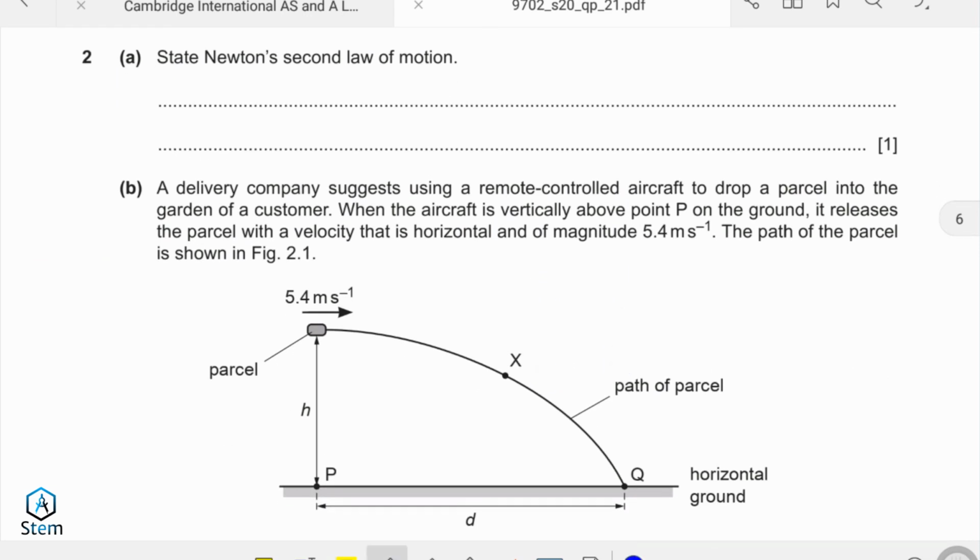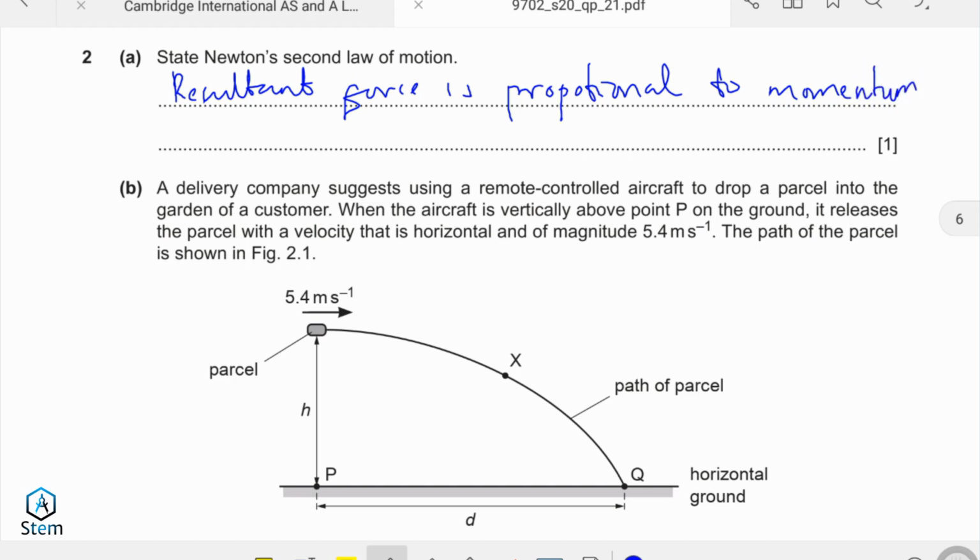State Newton's second law of motion. We used to sing this one in our IGs. We would say Newton's second law of motion says force is directly proportional to acceleration. However, there is a slight change nowadays. In AS level and A level, we present this as: the resultant force on an object is proportional to the change in momentum. So that is the equation that we use now.